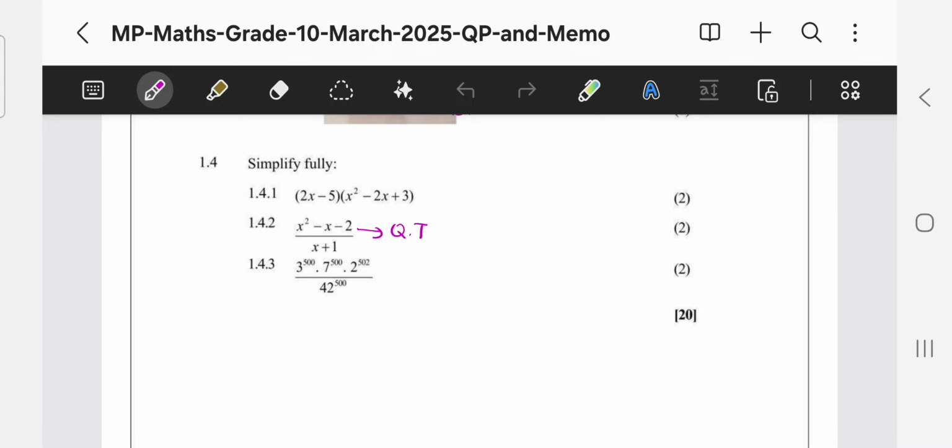So now, 1.4.3 is testing you on your knowledge of exponents. So I know this question looks a bit daunting at first. We have 3 to the power 500 times 7 to the power 500 times 2 to the power 502 all over 42 to the power 500.